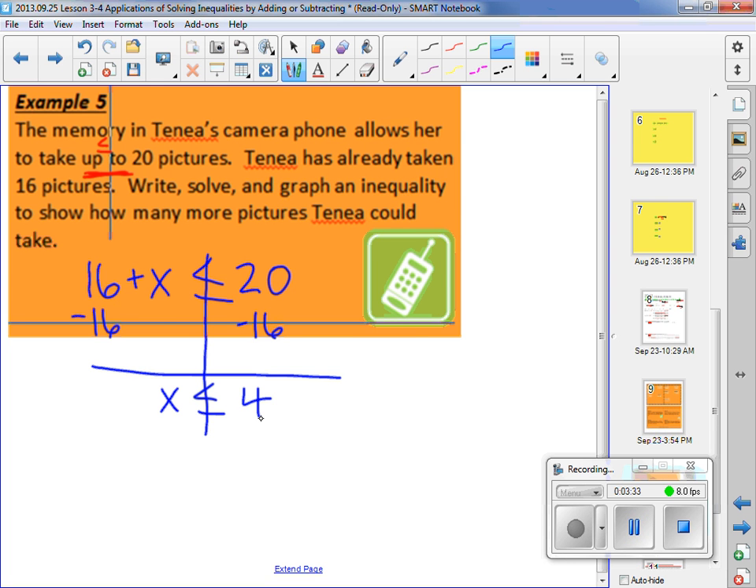So on your graph, 4 is the most she could take, so I'm going to put the 4 over here. What would be the least number of pictures she could take? 0 would be the least number, so I'm going to put that here. Then she could also do 1, 2, or 3, and I put dots. Why am I only putting dots on the graph? Yeah, we can't take a half picture. So our dots have got to look like that: 0, 1, 2, 3, 4.